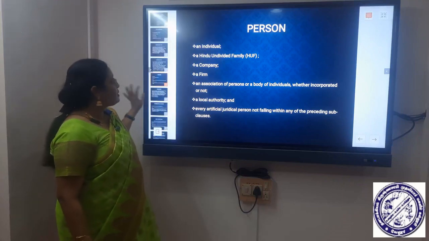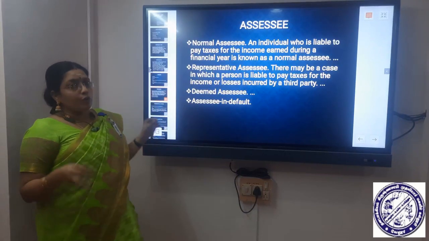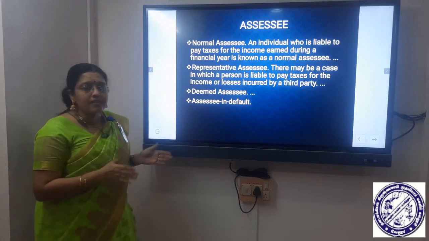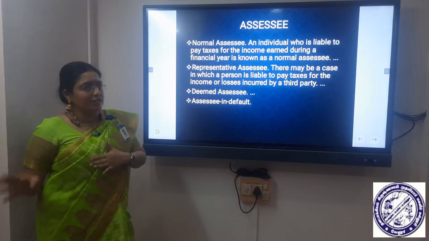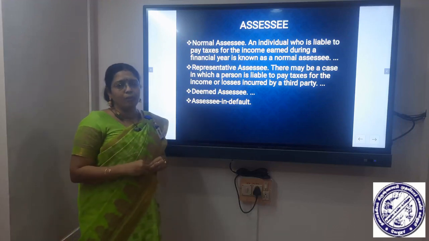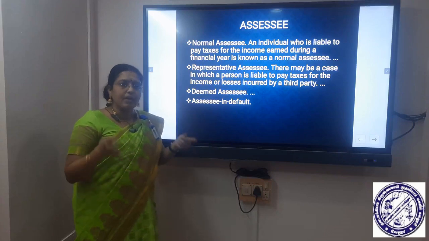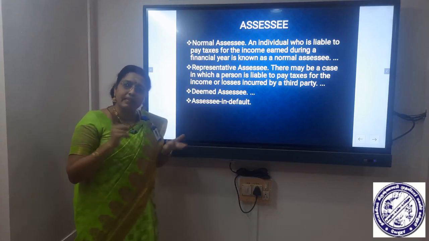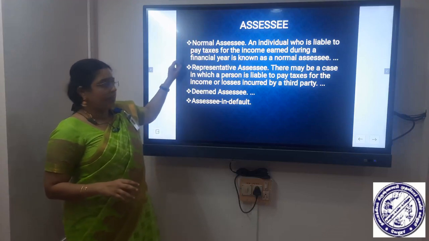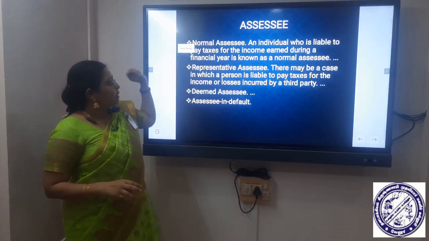Next the important term is assessee. First we have to know what is assessee. Assessee is divided into 3 parts, that is ordinary assessee, representative assessee and assessee in default. A normal assessee means an individual who is liable to pay the tax to the income tax department. They will pay the tax, they will pay the fine, they will pay the interest like that. Anything they pay is for his income. It is called a normal assessee.